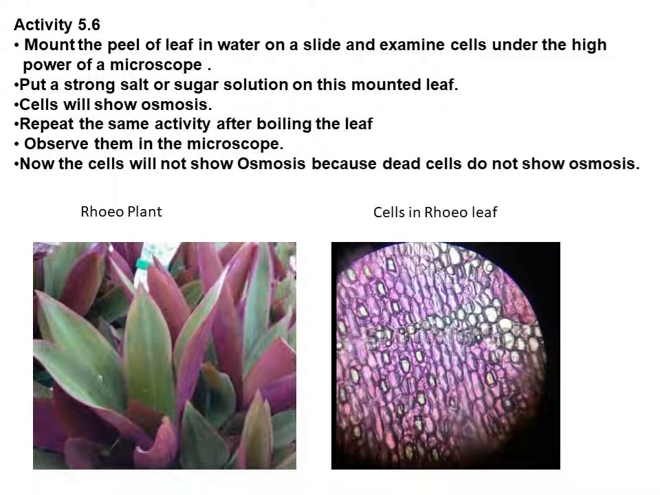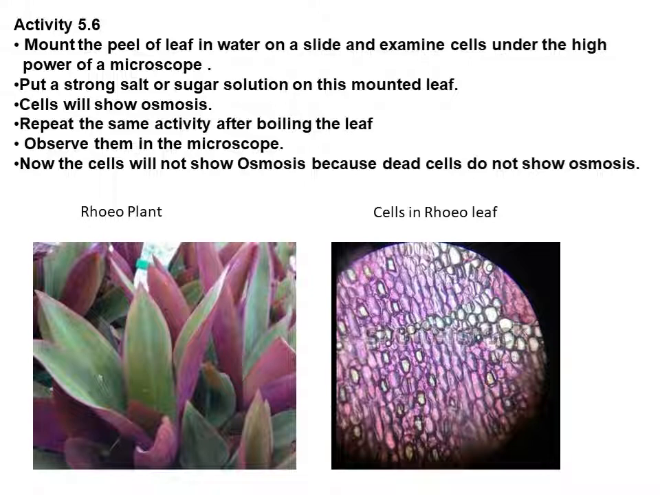Now there is another activity in your book, that is activity 5.6. What you have to do in this particular activity is take Rheo leaves. The diagram is being shown here. You can see the Rheo leaves, and these are the cells of the Rheo leaves.